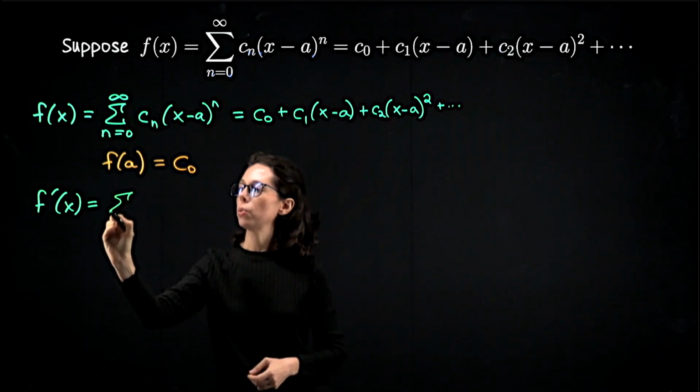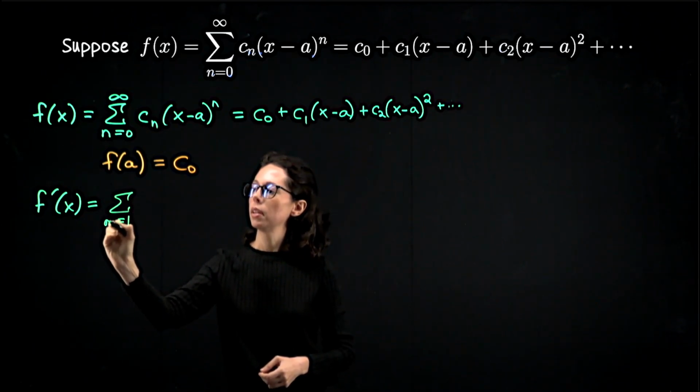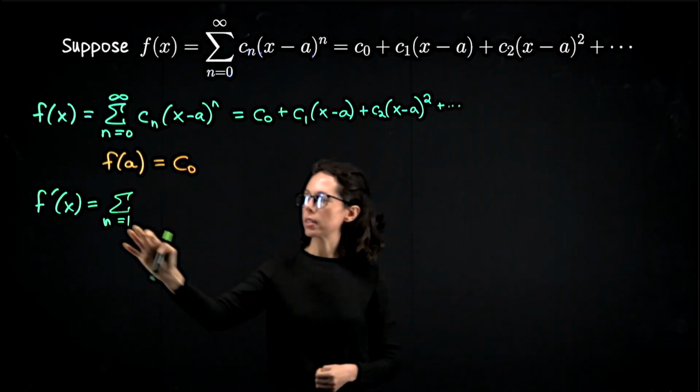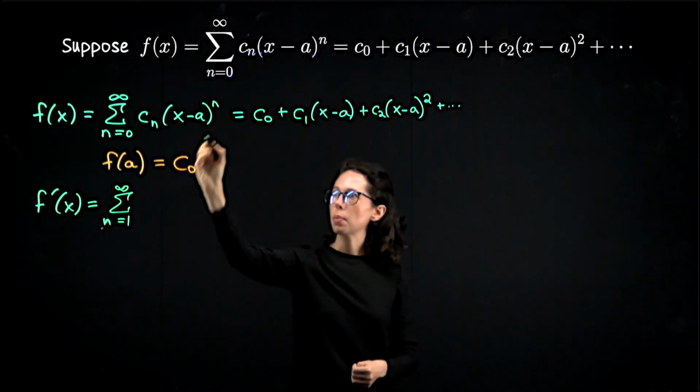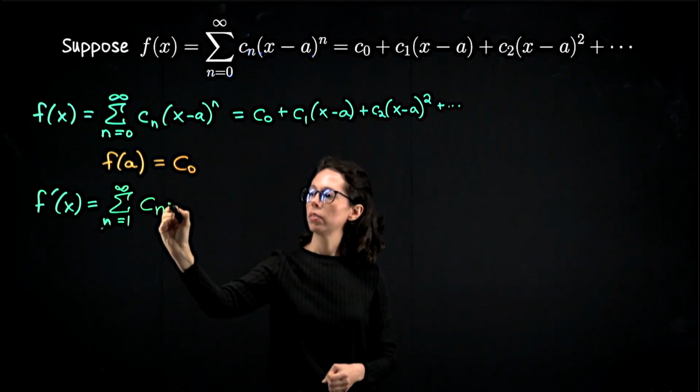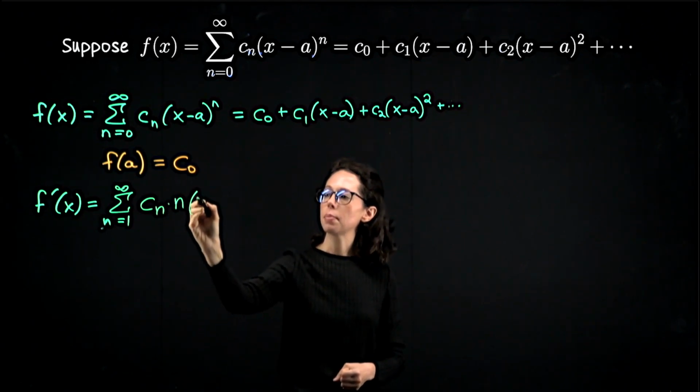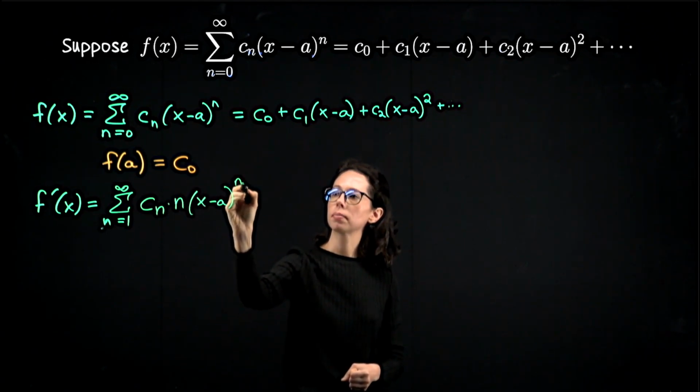So we're going to lose the n equals 0 term, which means our new lower index starts at n equals 1 and goes off to infinity. C sub n times n, where that exponent came in front, times x minus a to the n minus 1.